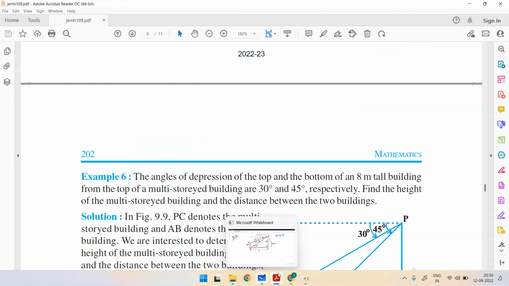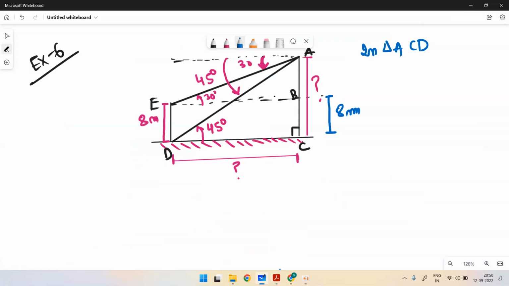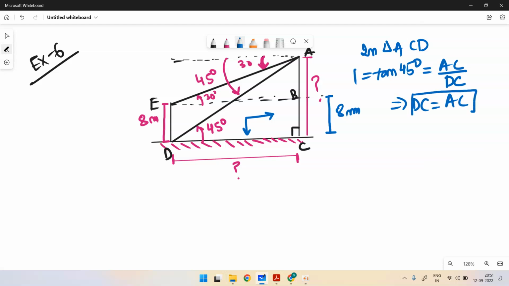Find the height of the two buildings. If you apply tan of 45 degrees, this is my perpendicular, this is my base, so tan 45 is nothing but AC by DC. From here you can see that tan 45 is 1, so DC equal to AC. Now next, in this triangle, we know that angle C is 90 degree and angle D is 45 degree.